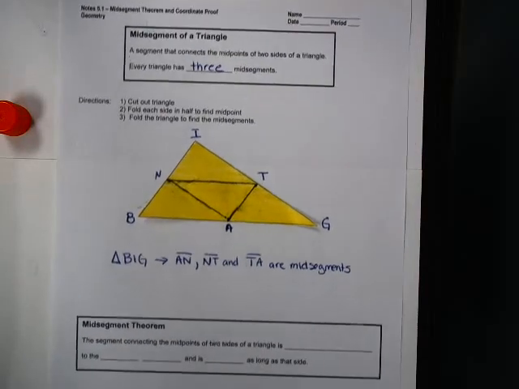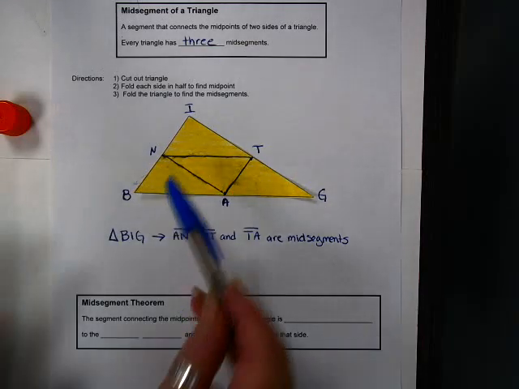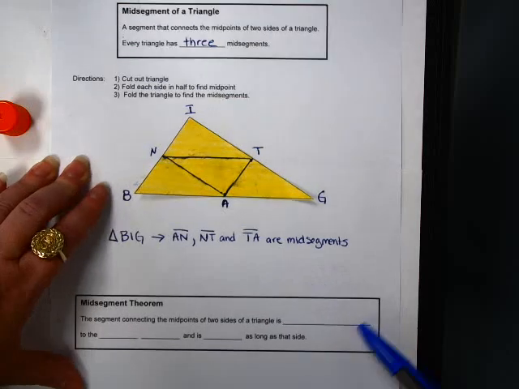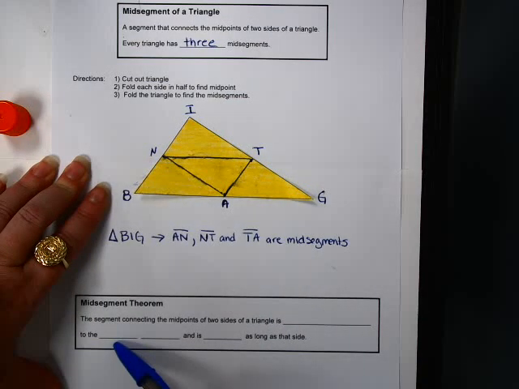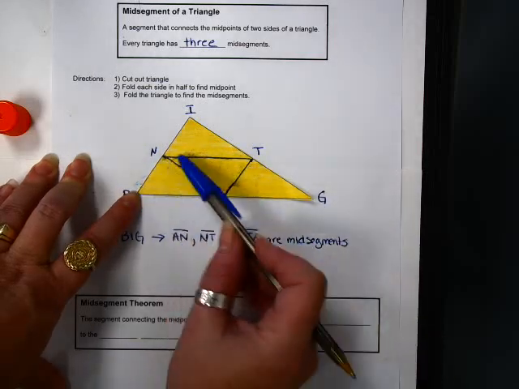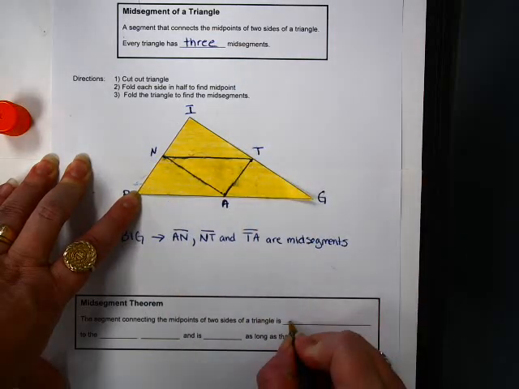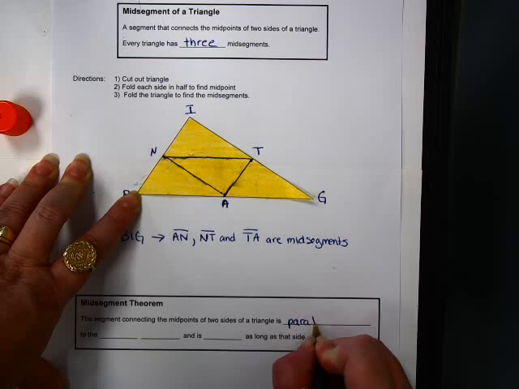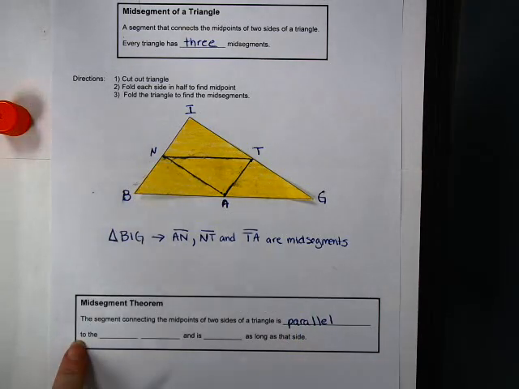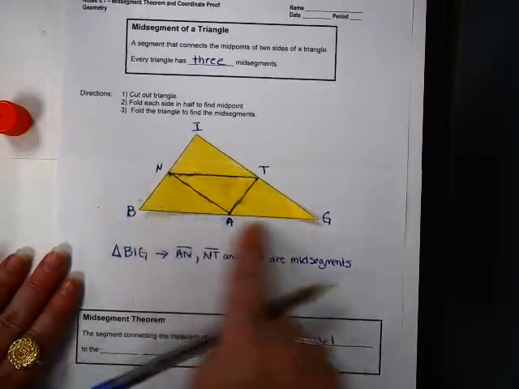Alright, next we have the mid-segment theorem. My mid-segment theorem says that the segment connecting the midpoints of two sides of a triangle is, you look at this mid-segment, it is blank to the blank blank. Okay, so look at the relationship between NT and BG. Those are parallel. So it's parallel to this third side.